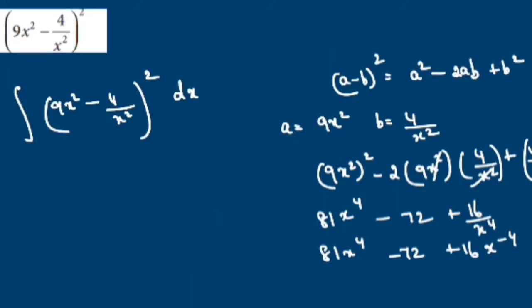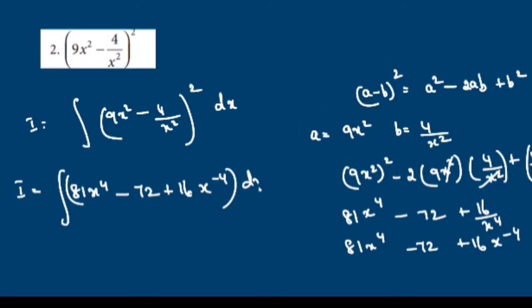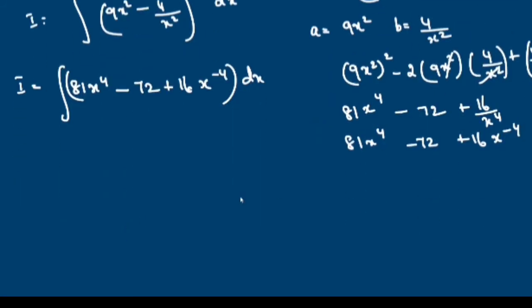The integration will become: you're going to integrate this, 81 x power 4 minus 72 plus 16 x power minus 4, into dx. Always put this dx sign. Now use the formula. So what is the formula? Integration of x power n dx is equal to x power n plus 1 by n plus 1 plus c, n is not equal to minus 1. See, n is not minus 1, so we can use the formula here.